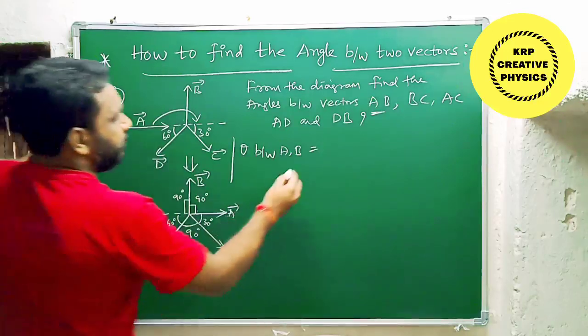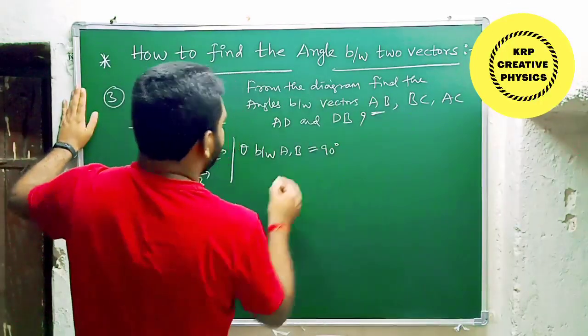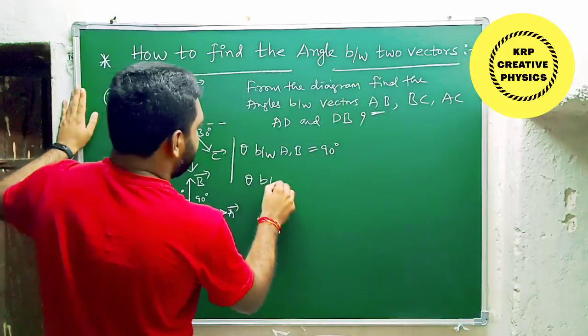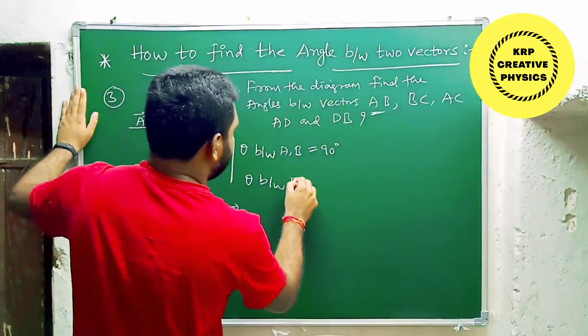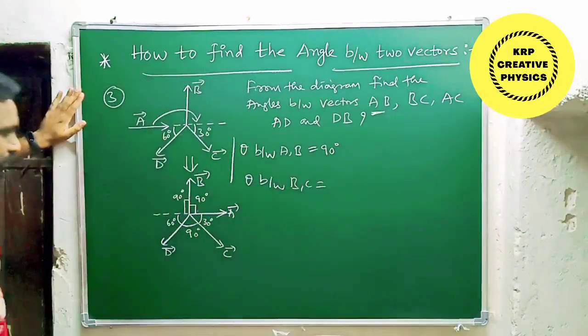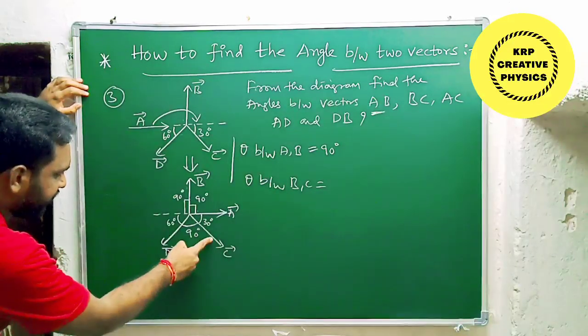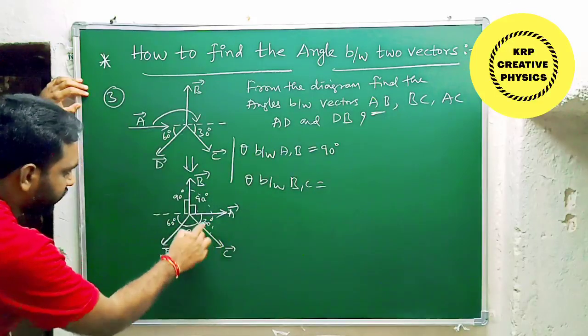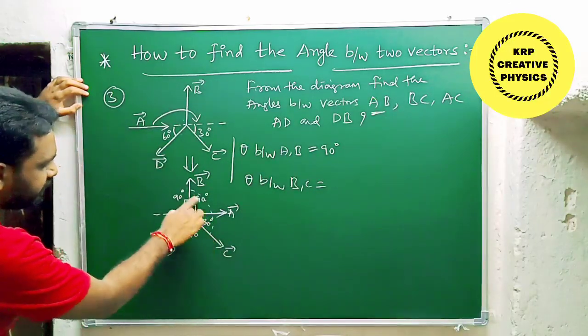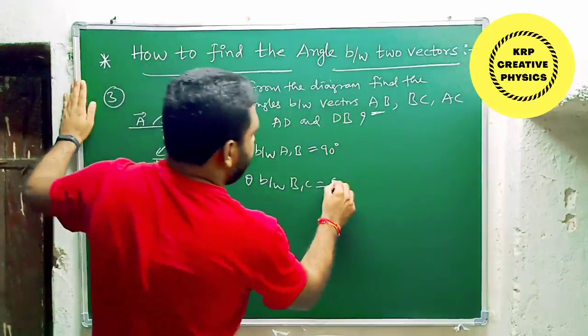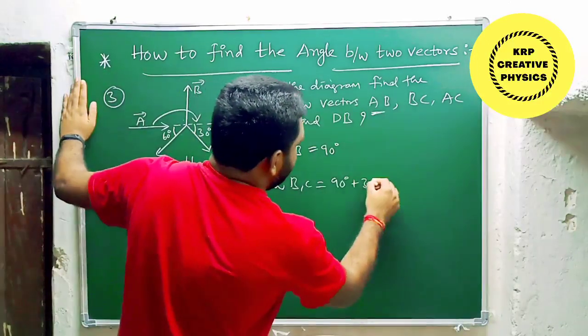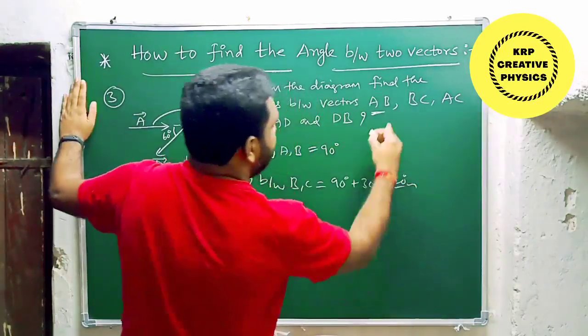A and B, tail to tail, 90 degrees. At the same time, what is the next angle? Angle between B, comma C. How much? Where is B here? Just try to observe B. And where is C? This one is C. So B to C, just try to observe, 90 plus 30, 120 degrees. 90 plus 30 equals 120 degrees. This one is completed.